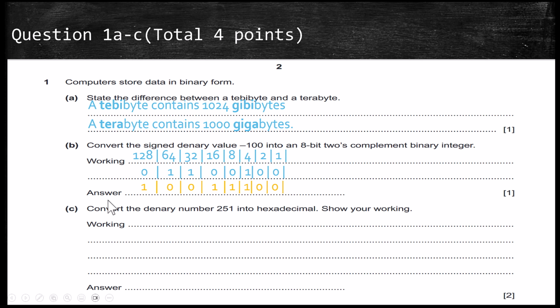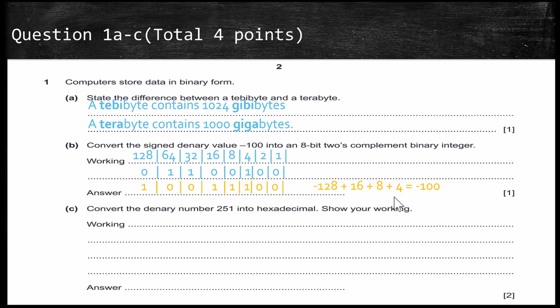I've written that down as my answer, and here you can see in the first value I have -128. I don't have any 64s. I don't have any 32s. I do have a positive 16. I do have a positive 8, a positive 4. When I add that together, that comes out to -100.